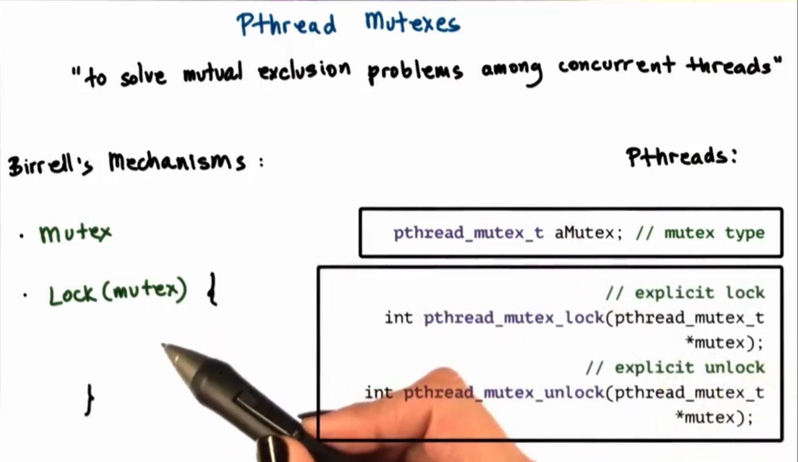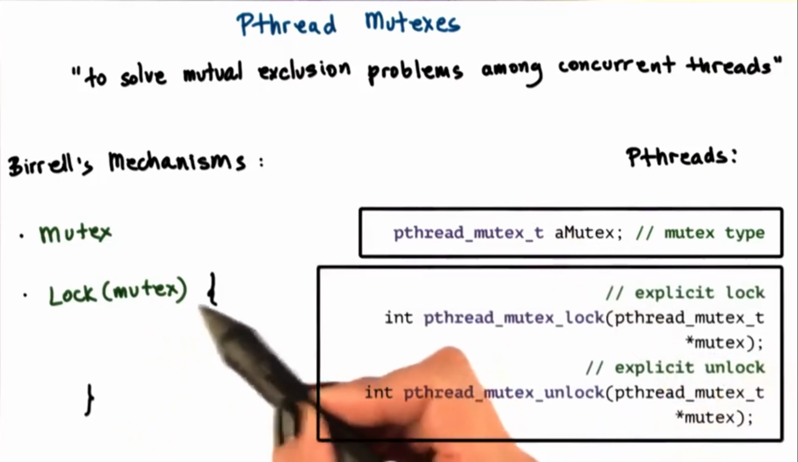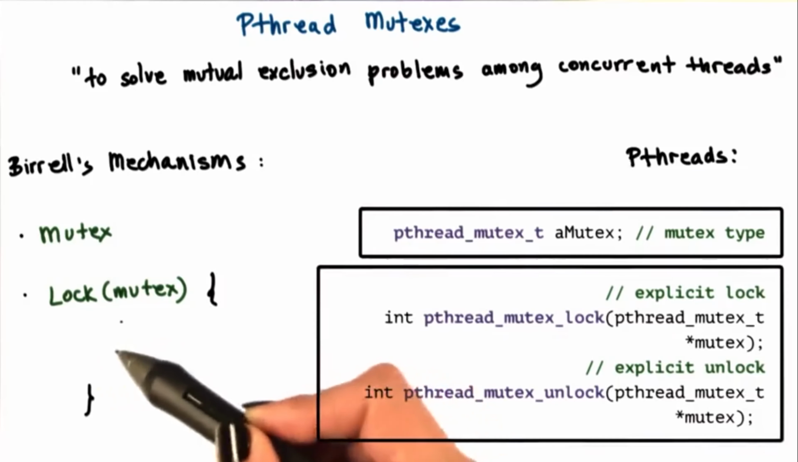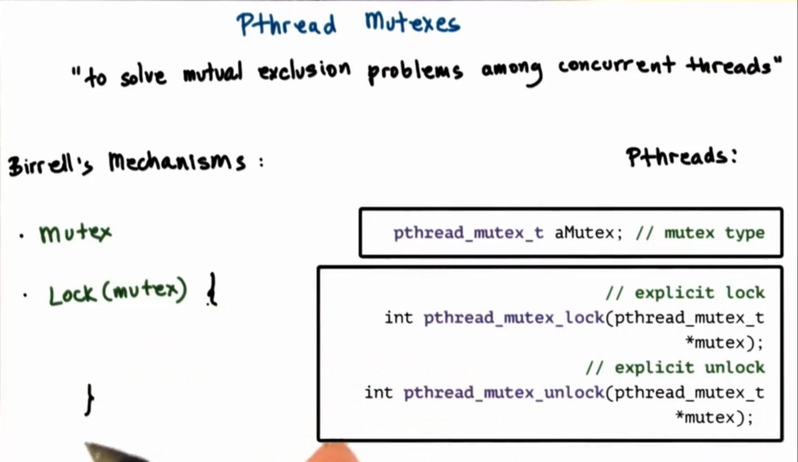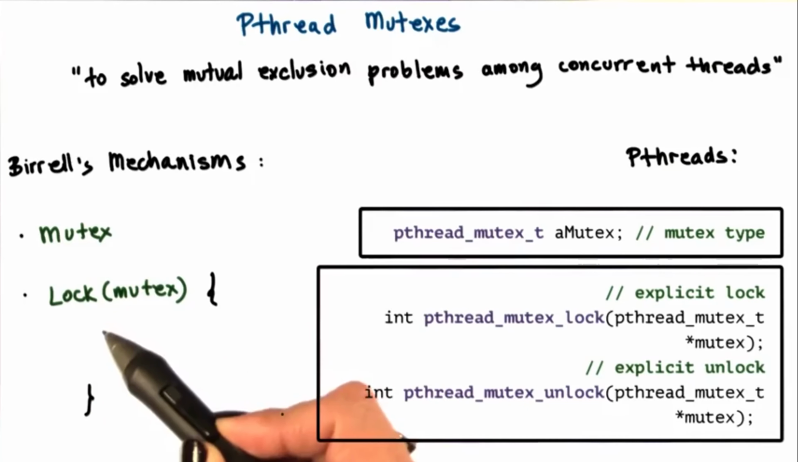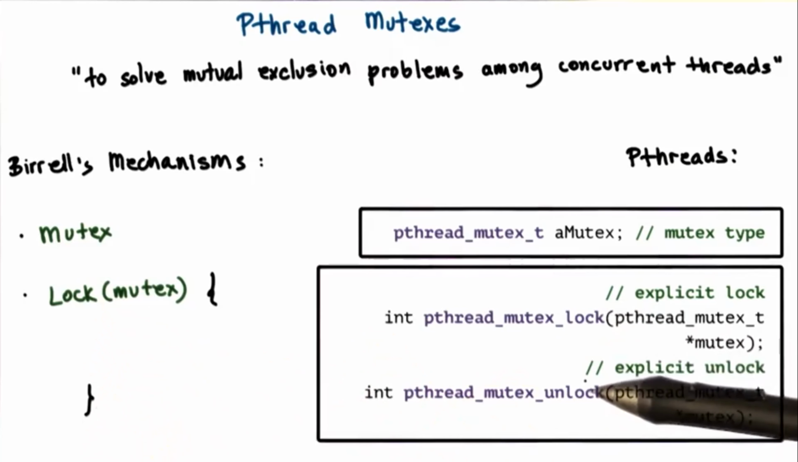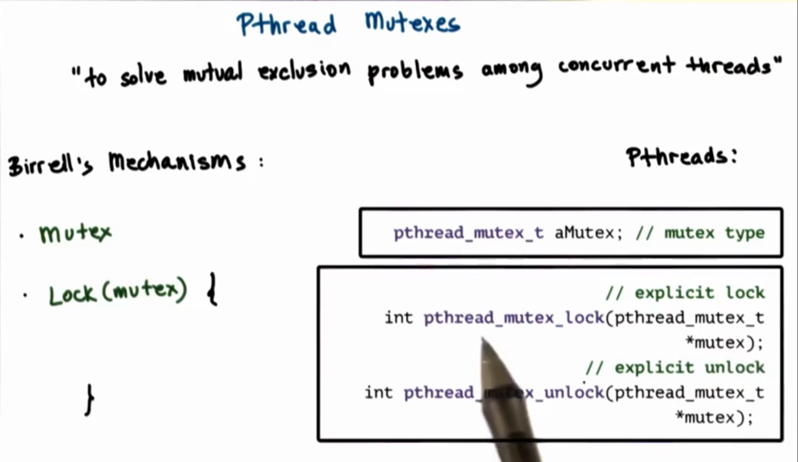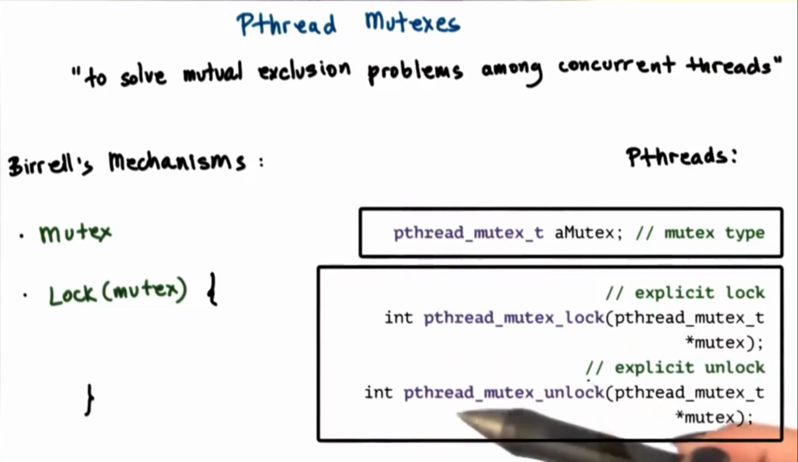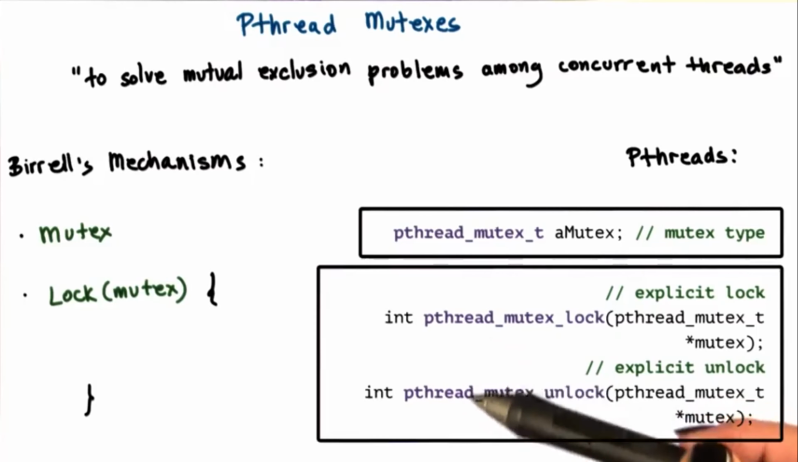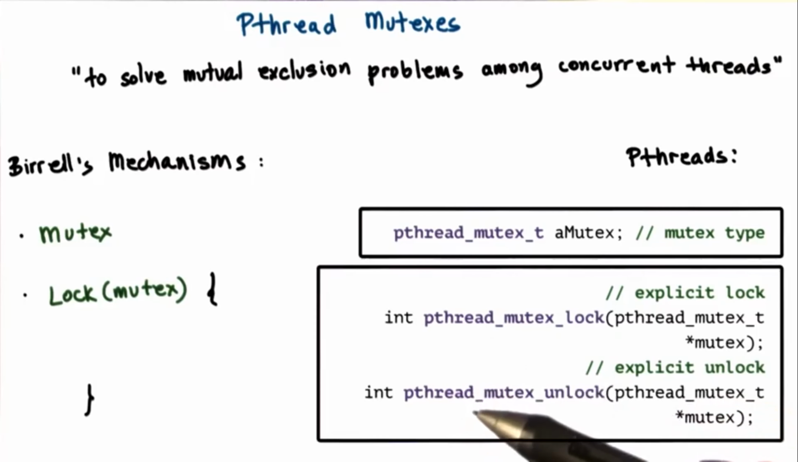Birrell proposed the use of the mutex itself and an operation to lock mutexes. In PThreads, the mutex data structure is represented via type pthread_mutex_t. For the lock operation, remember that Birrell used the block construct where the critical section was protected by curly brackets, where the open curly bracket meant that the mutex was being locked, and the closed curly bracket meant that the mutex was unlocked or freed. In PThreads, this concept is supported explicitly. There is a separate pthread_mutex_lock operation and a separate pthread_mutex_unlock operation. Whatever code appears between these two statements will correspond to the critical section.